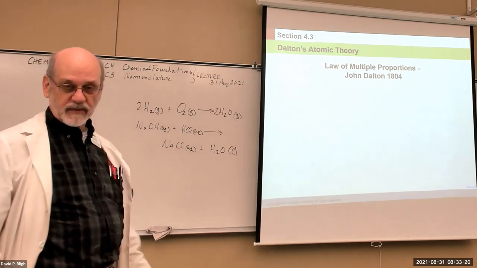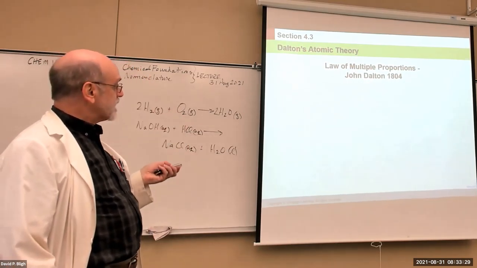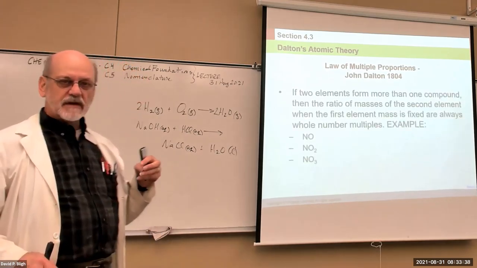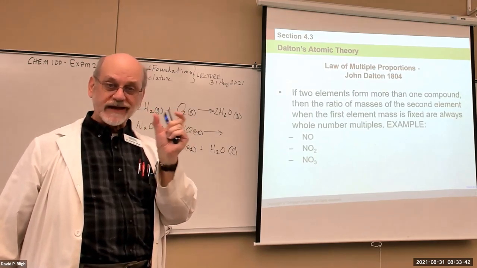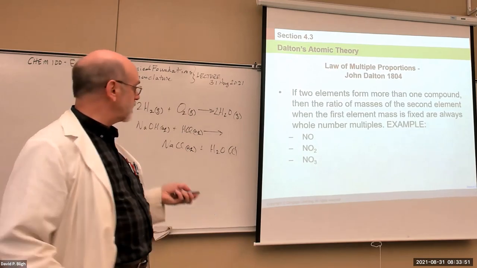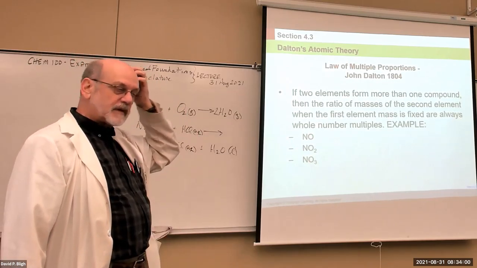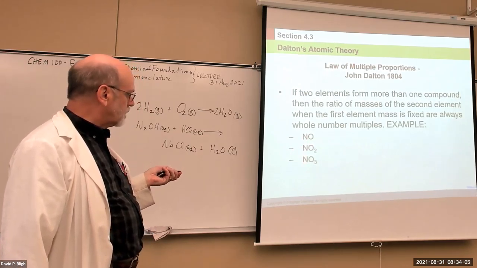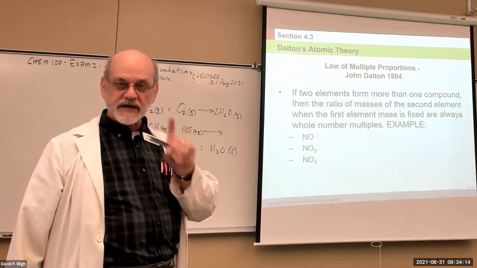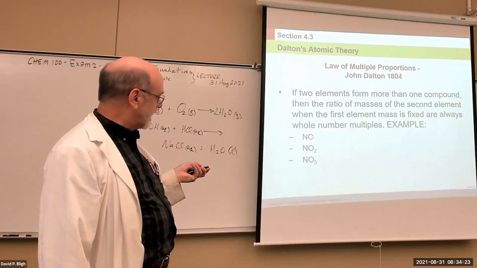Okay, then along comes, about a decade later, John Dalton, the same one that proposed the theory. And what he said, in this law of multiple proportions, was that if you have a binary compound, that is one composed of two different elements, and they can form different, identifiable compounds. Our example here is nitrogen monoxide, nitrogen dioxide, and nitrogen trioxide. He said, and he didn't know this at the time, of course, that if you hold the mass of one of them constant, say we have enough nitrogen monoxide to have 1 gram of nitrogen, same thing for nitrogen dioxide and nitrogen trioxide, 1 gram of nitrogen only, then the ratio of the second element are whole numbers.